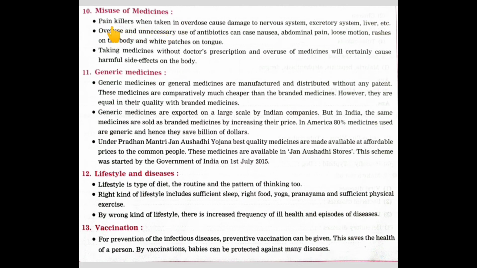Painkillers when taken in overdose cause damage to the nervous system, excretory system and liver, etc.